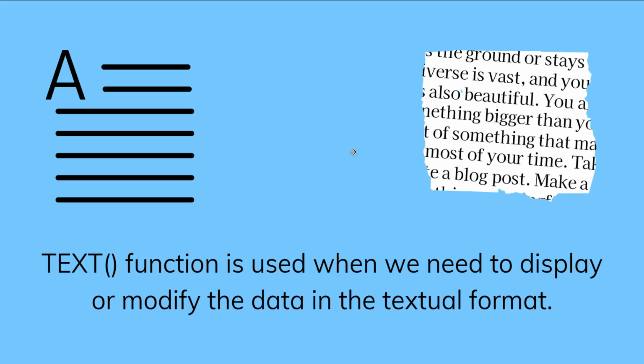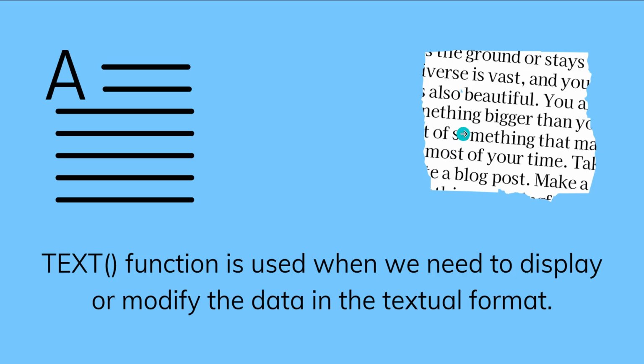The text function in Salesforce is one of the text functions, and it is used to do text operations. In basic terms, the text function is used when you need to display or modify data in a textual format. In other words, the text function is used to convert a percent, number, date, date time, currency, or picklist field type data into the text field type.